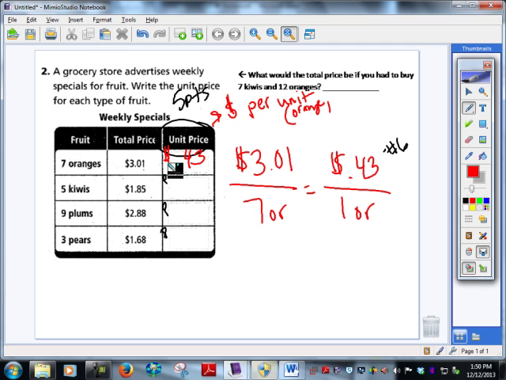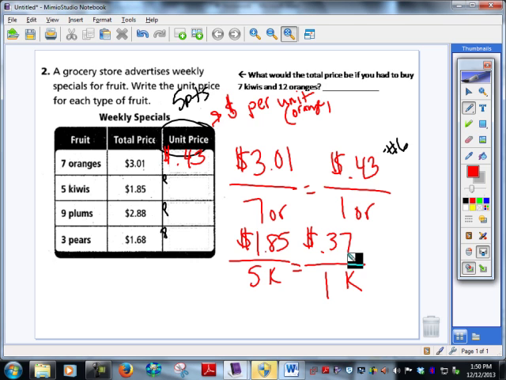Okay, now I'm going to do 5 kiwis for $1.85. So $1.85 over 5 kiwis. By the way, if you don't have labels, it's wrong too. 1 kiwi, what's the answer here? 37 cents. 37 cents per unit, the price per unit per kiwi in this case. So it is 37 cents.